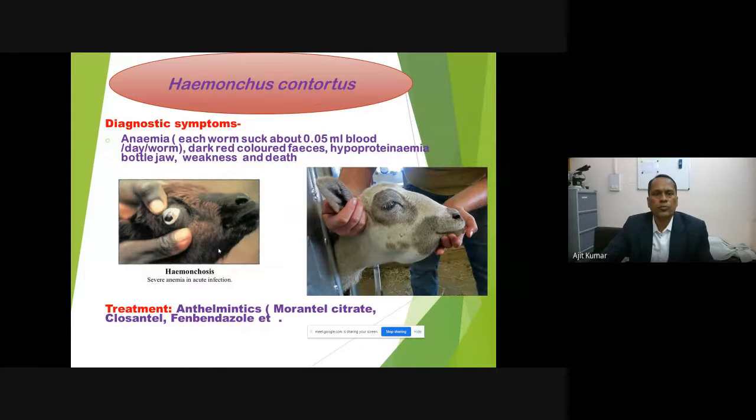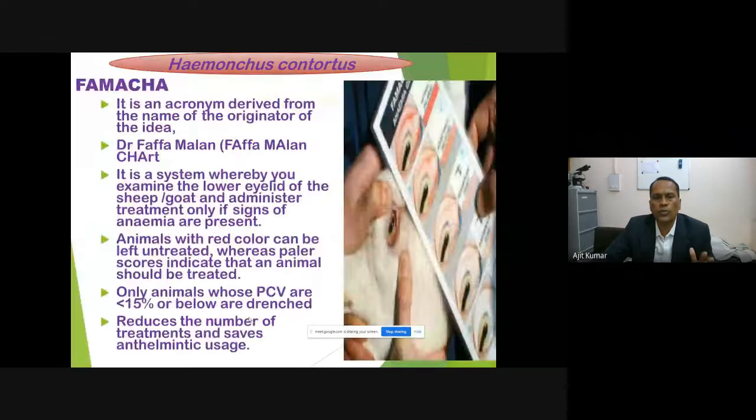The most important sign of Haemonchus contortus is anemia, because it is a voracious blood sucker parasite. It leads to anemia, that is pale mucous membrane and bottle jaw. This is an important clinical sign of hypoproteinemia. But an important drawback is that Haemonchus contortus is the most important helminth against which various anthelmintic resistance problems have been reported. So always use the Famacha method to treat Haemonchus contortus animals.